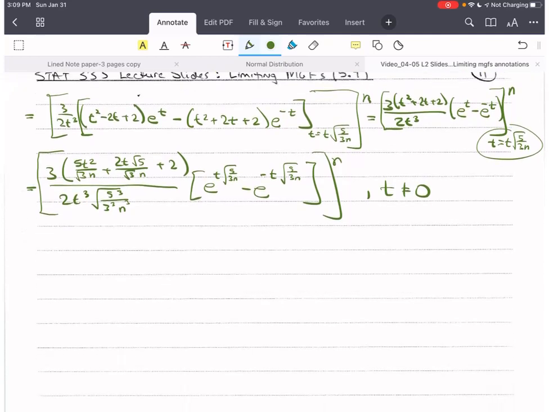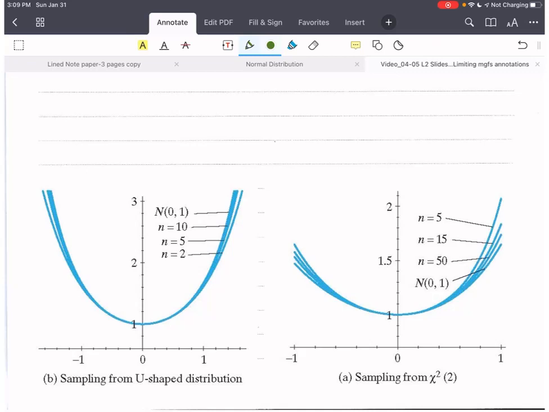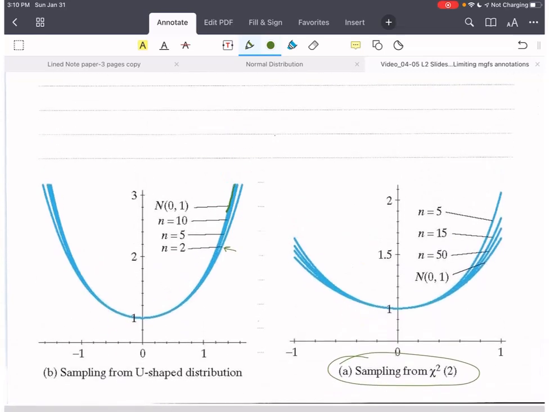Now we're going to look at the graphs of the U-shaped, and what's happening here is this first line is the standard normal, and the furthest line out is n equals 2 for the U-shaped. And so as n goes from 2 to 5 to 10, you'll see that it gets really close to this and converges pretty quickly, and much more quickly than when we did the exponential 2, which is also the chi-squared 2. Okay? So that is it for this section.